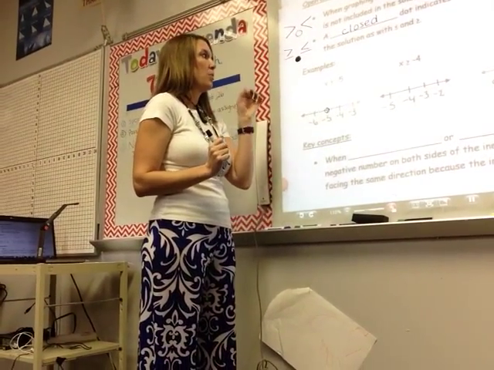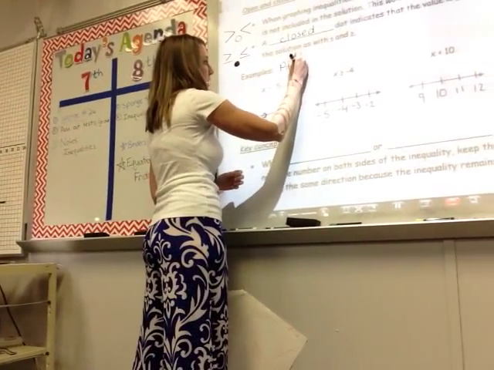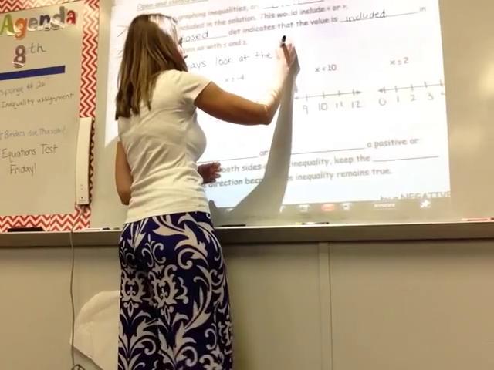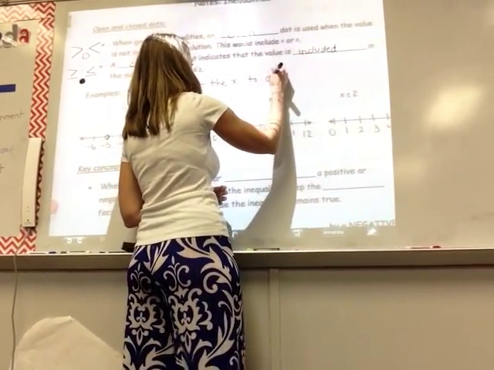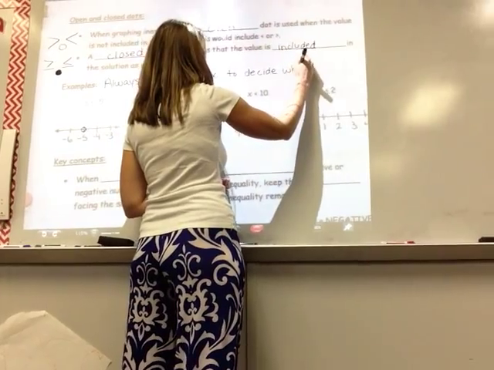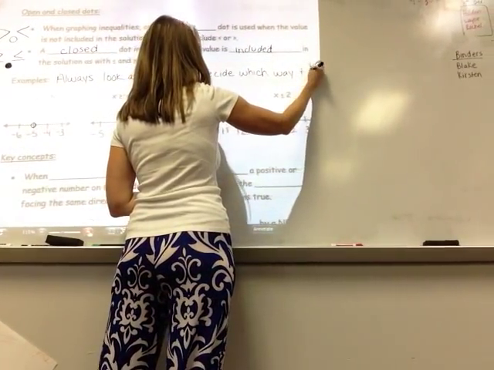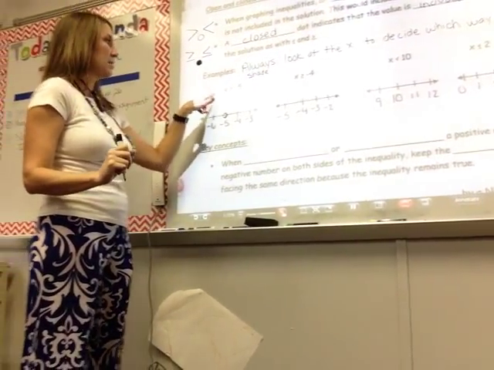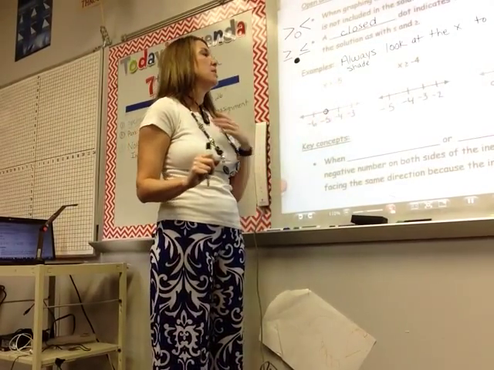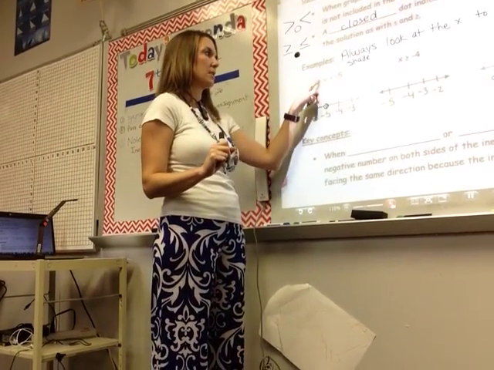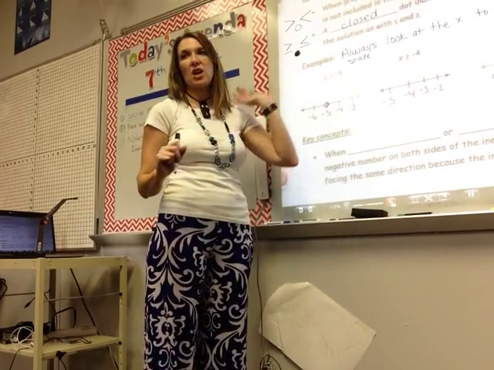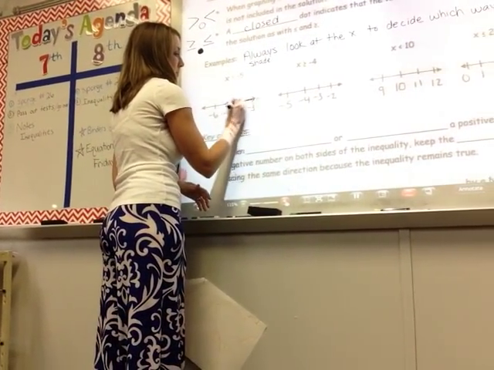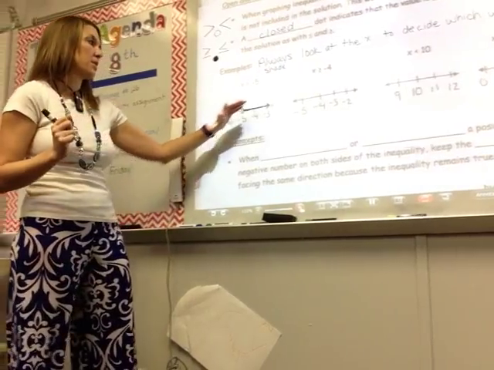Now, the thing that's important here, and we're going to write this out by example: always look at the x to decide which way to shade. This is important because a lot of times you get your answer like this, x is greater than negative 5. So it's easy to know which way to shade. If x is greater than negative 5, then I want to shade everything greater. So that means I'm going to go this way. Everything bigger than negative 5.